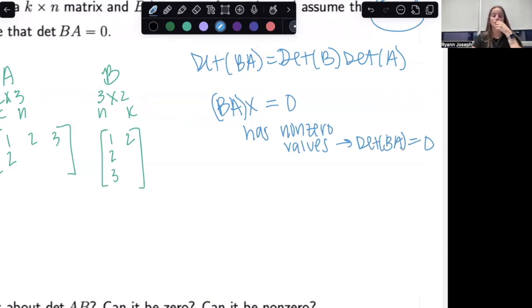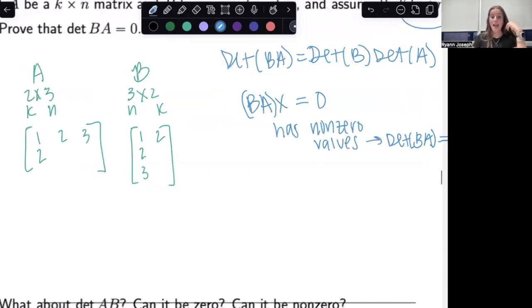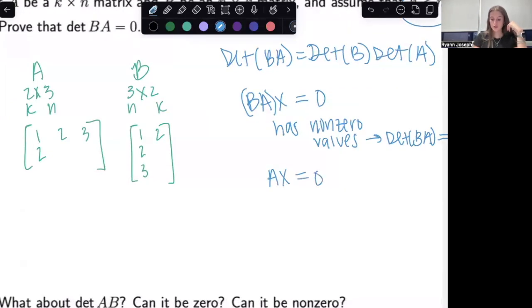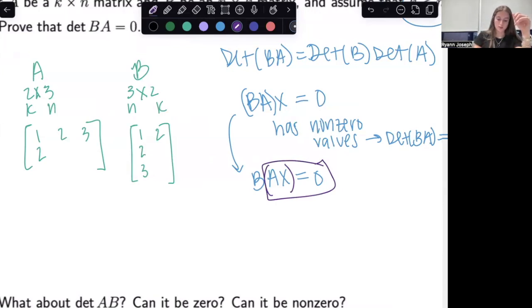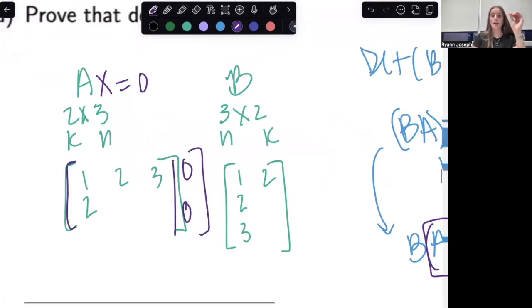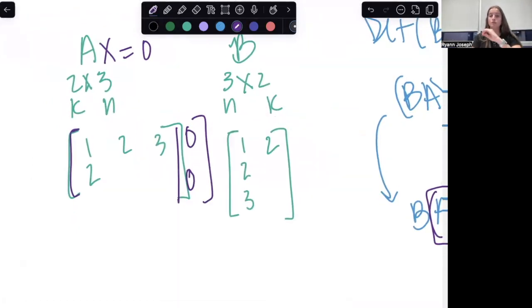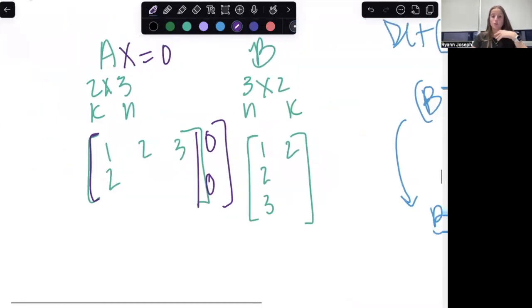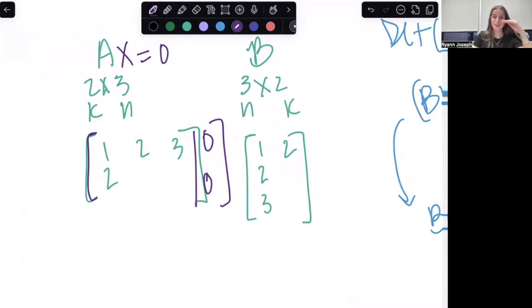And we can prove this because we can show that AX equals 0, so we take this and we move the parentheses where we have AX, so just thinking about AX right now equals 0. Thinking about this system, we know that AX equals 0 must have non-zero solutions for this system because we have 3 variables and 2 rows.